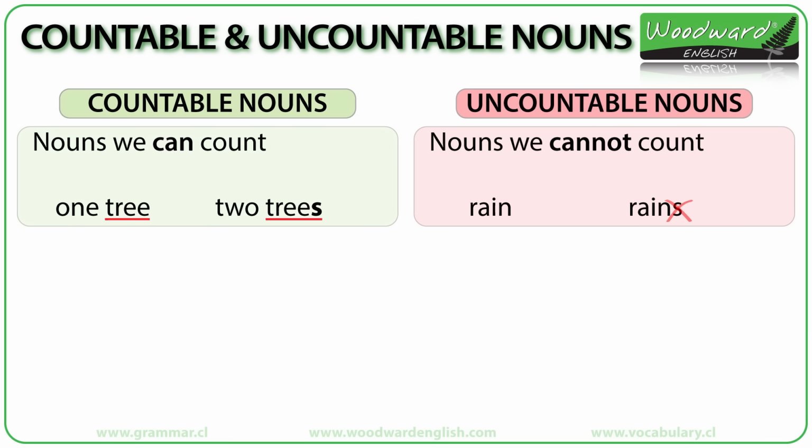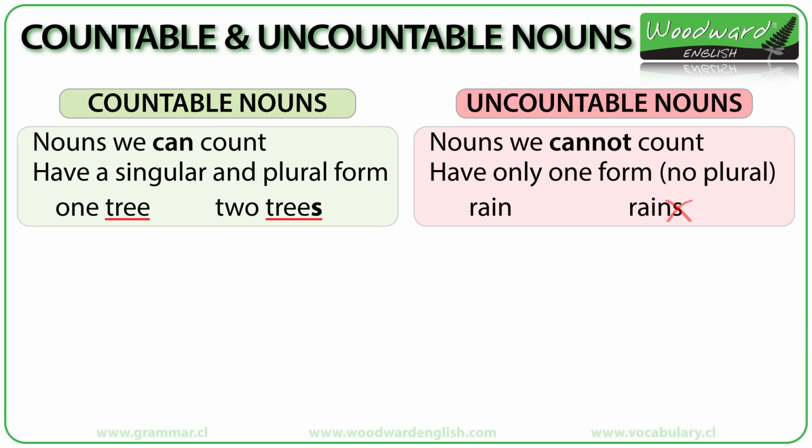Uncountable nouns are nouns that we cannot count. For example, we cannot count rain. We cannot say 1 rain, 2 rains, no. So rain is an uncountable noun.